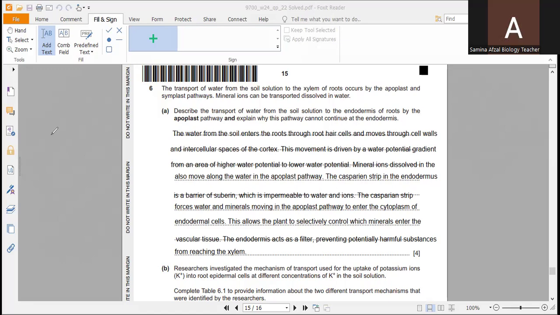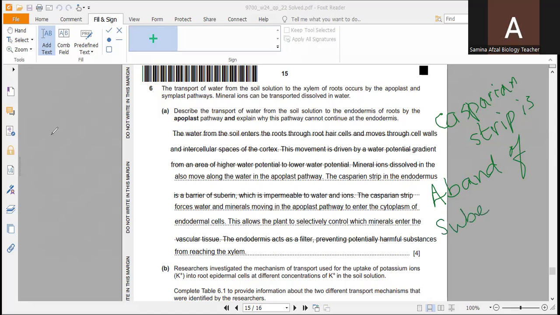The Casparian strip is a band embedded in the cell wall of the endodermal cell.